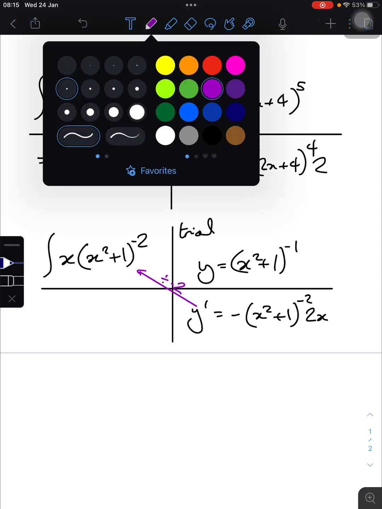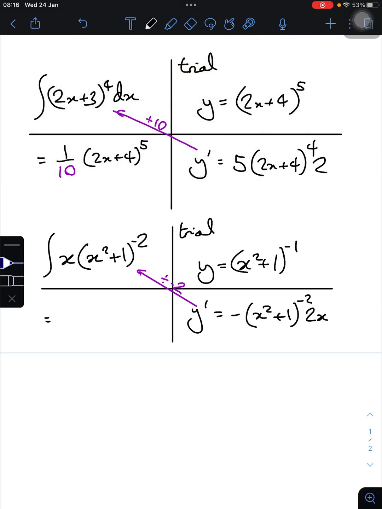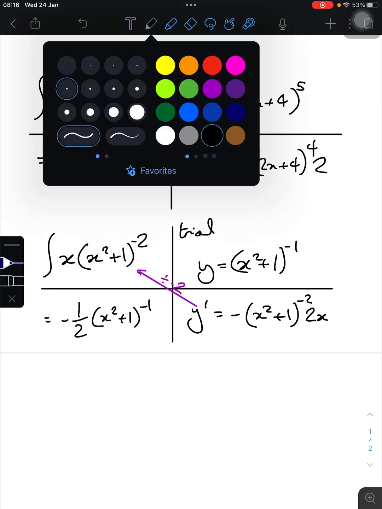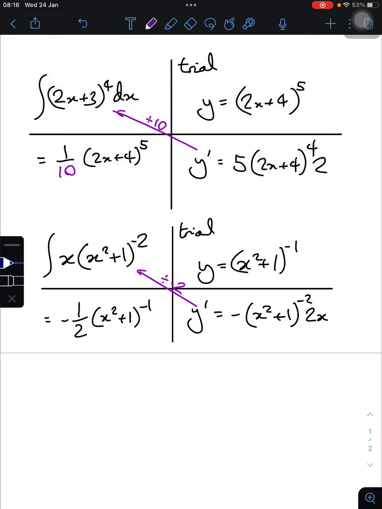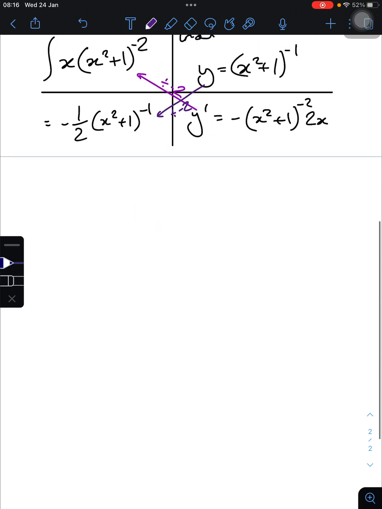So how does that then come into form? It means that our integral now would look like minus 1 over 2 lots of x squared plus 1 to the minus 1. So if you're dividing by minus 2 for this one, we've also got to do it for this one, divided by minus 2. In our grid method, this here will be divided by 10. So that's all I've been doing. I'm creating my grid, I'm doing a sort of crisscross method now for integration.